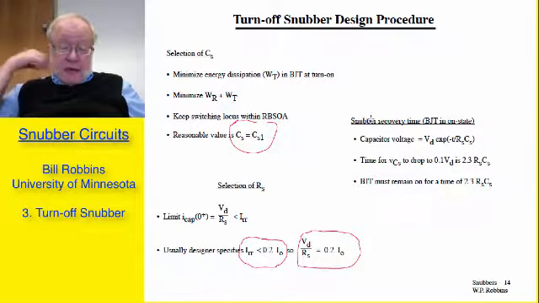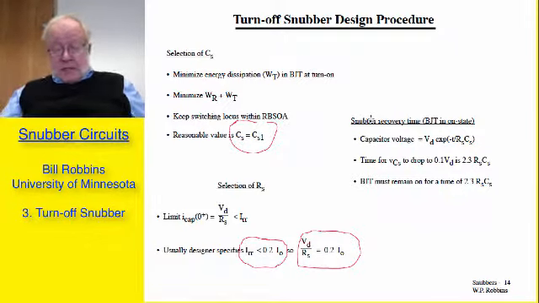This snubber recovery time is something that you have to take into account, because we have to allow time during the time that the switch is on. We have to allow the capacitor to reset itself back to 0 volts, so the next time we turn off, it's ready to perform as we've indicated already.